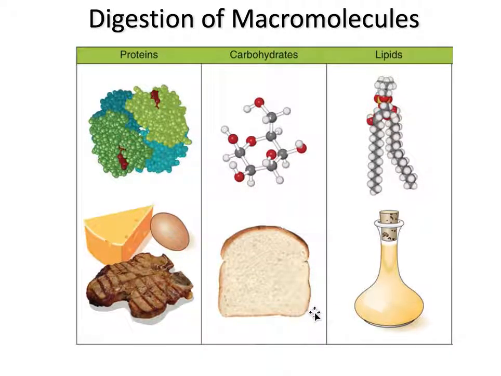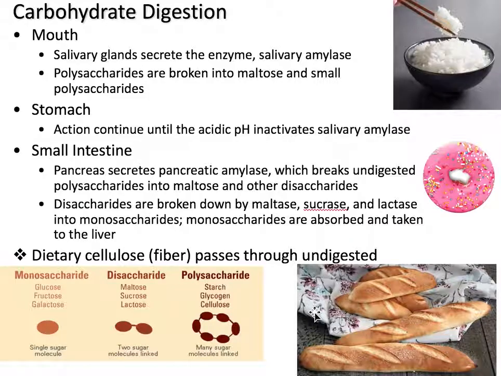We're going to take a close look at the digestion of each type of macromolecule that you learned in the biochemistry chapter. So first, we'll take a look at carbohydrates. If you remember, carbohydrates are all these things: bread, cereal, pasta, rice, we have donuts. These are rich in carbohydrates.